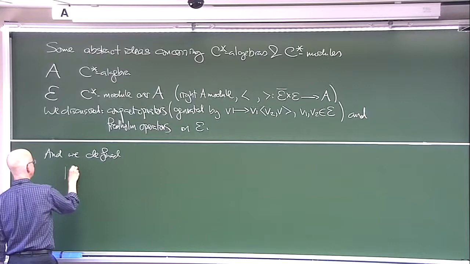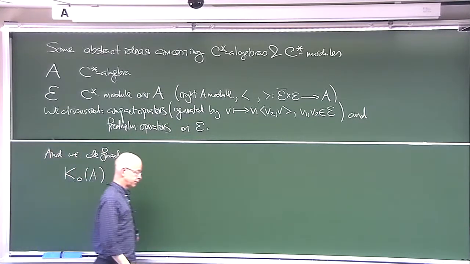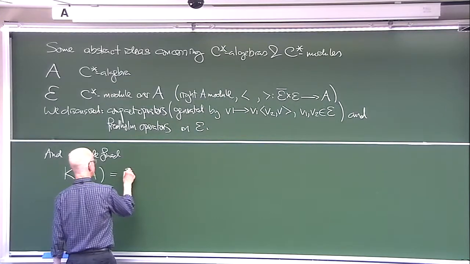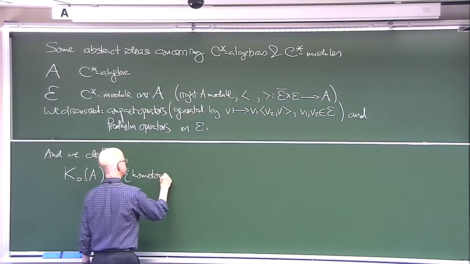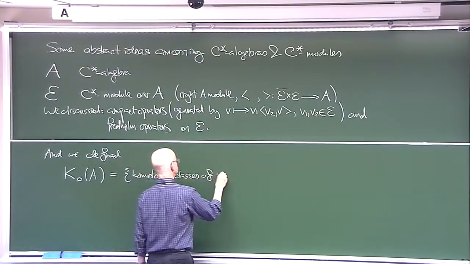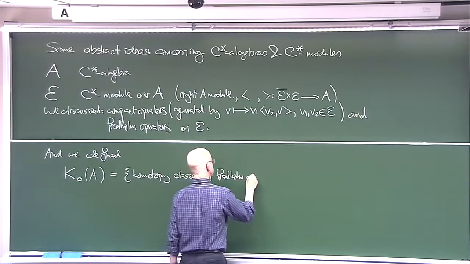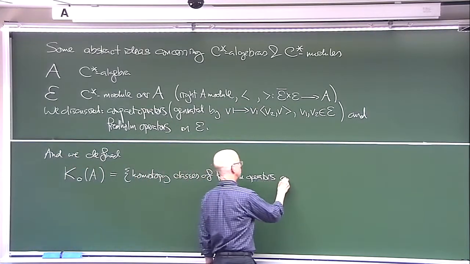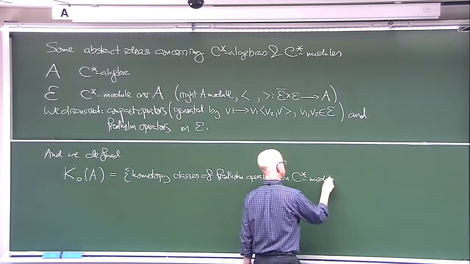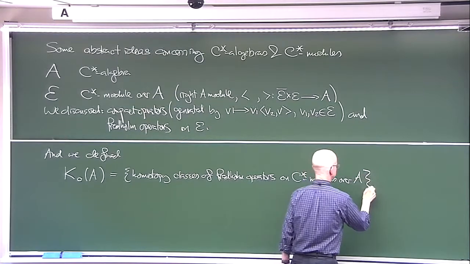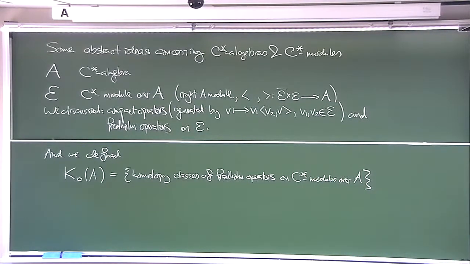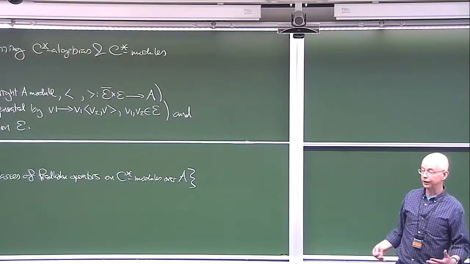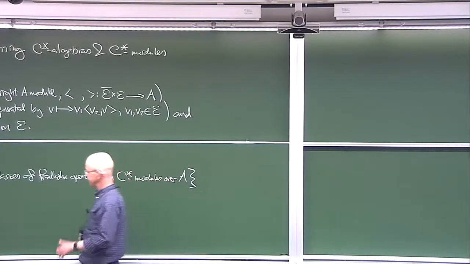So we defined the K-theory group of A. I'm going to concentrate on what's called K0 of A, and it's just the set of homotopy classes of Fredholm operators. On which module? Well, on any module. So we discussed what homotopy means, and it's possible for one Fredholm operator on one module to be homotopic to a Fredholm operator on a completely different module. There's a very flexible notion of homotopy classes.